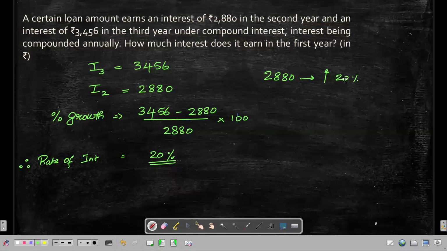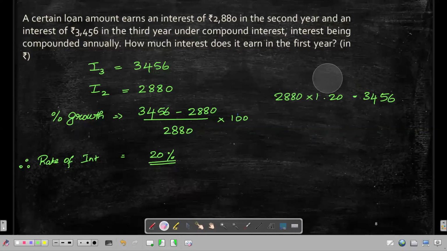That is why this 2880 grows up by 20%. What is growing up by 20%? 2880 into 1.20. An increase by 20% is characterized by the multiplication factor 1.20. So you can verify: 2880 into 1.20 comes as 3456. This gives us very good clarity that 20% is the rate of interest.